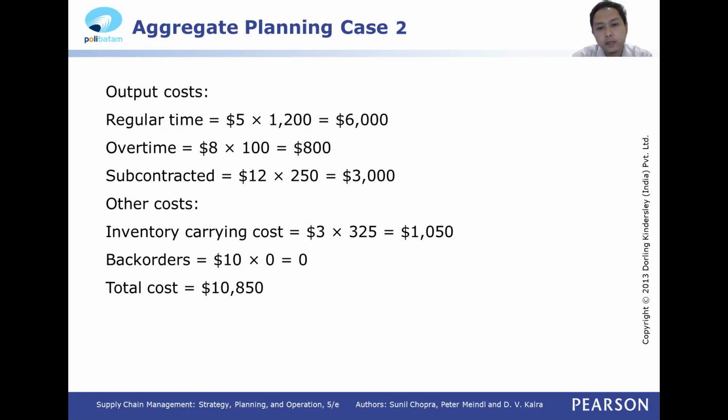So here we have the conclusion that using the combination of chase and level strategy in case number 2 would minimize operation cost for the 6 periods ahead compared with only using the level strategy in case number 1.